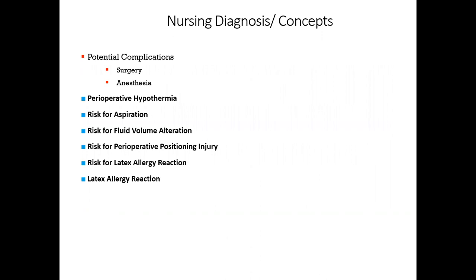For concepts, this patient's going to be in the OR, so we can have complications related to surgery, complications related to anesthesia. So are they becoming hypothermic because it's cold in the OR and they don't have enough warm blankets on? Are they having excessive fluid loss? Are they having musculoskeletal injuries secondary to the way that we have them positioned? Are we concerned about aspiration? Are we concerned about respiratory depression? Are we concerned about cardiovascular issues? We can have different types of concepts or diagnoses related to all the potential risks that can occur based on whatever procedure they're having.